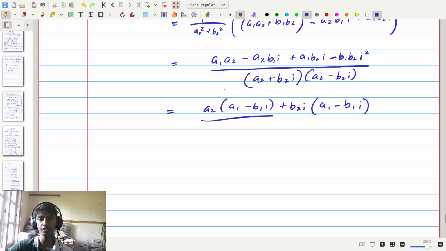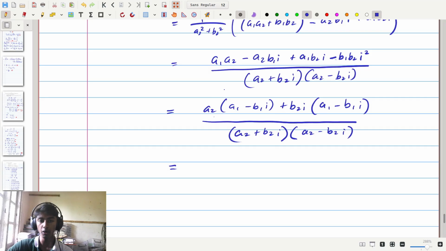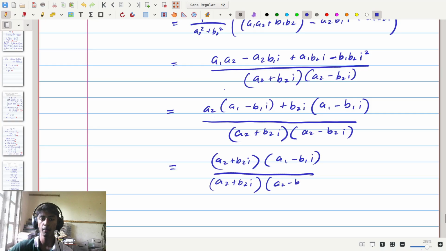Now considering that, we can see on top we have that, and on the bottom we have a2 plus b2i as one factor, and we also have a2 minus b2i as another factor. On top we have the factor of a2 plus b2i, and on the bottom we have the same factor. If I factorize that out, we have a2 plus b2i times (a1 minus b1i divided by a2 plus b2i), same exact thing, times a2 minus b2i.